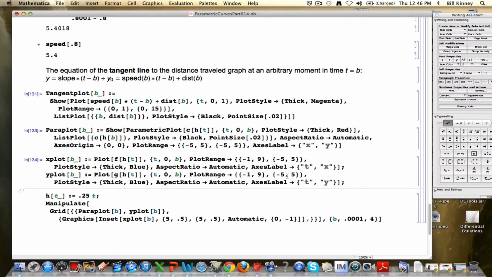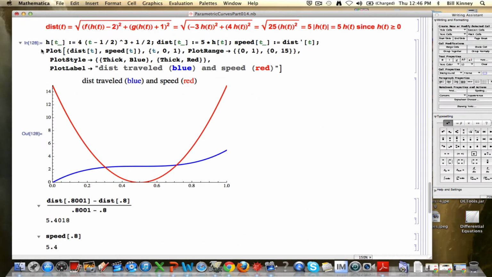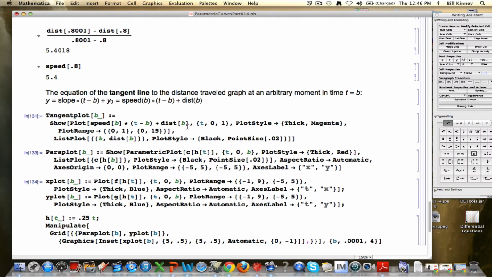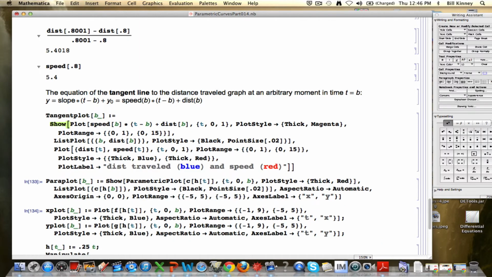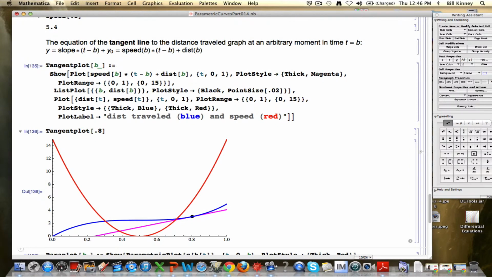And I will put the tangent plot in here inside the manipulate in the grid. I think I'd like to add even more to the tangent plot. Let's put the distance traveled and speed graphs in here. So again, I told you I'm going to use Mathematica in a lot of detailed ways here very quickly. So if this is a problem for you, you want to go back and watch some old videos. Okay, yeah, that's what I want.